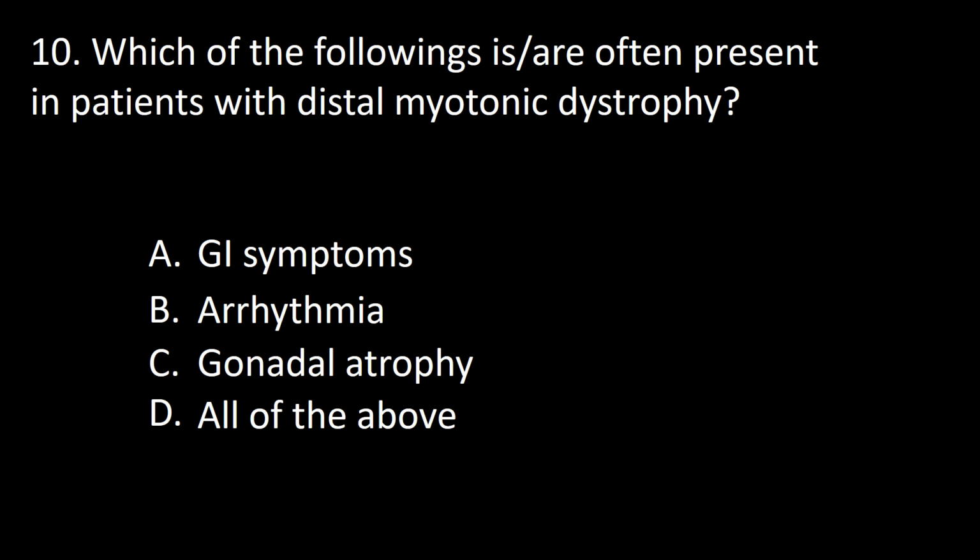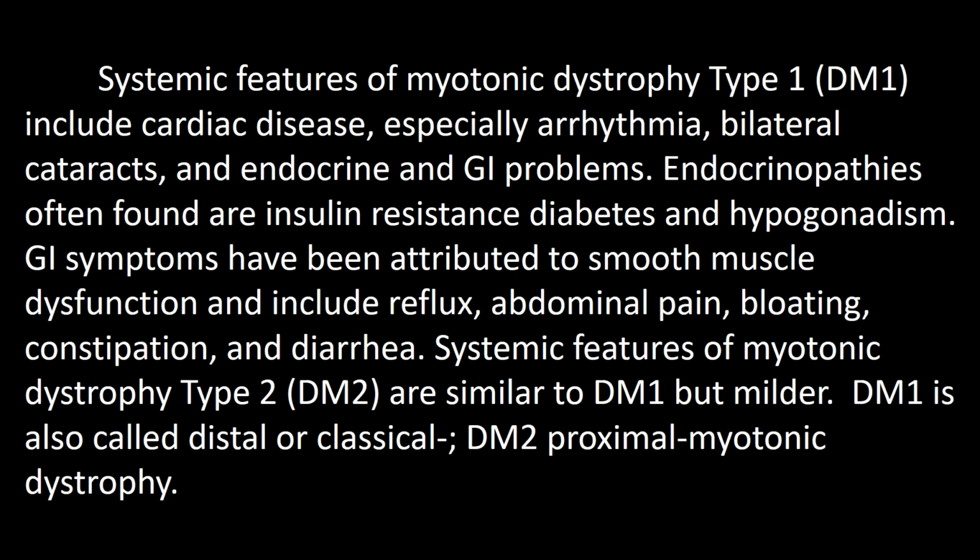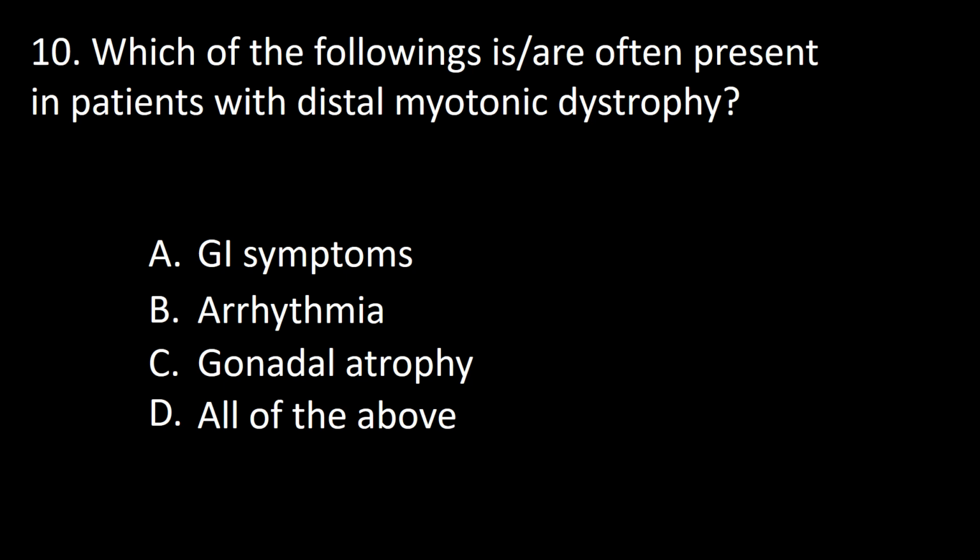Next question. Which of the following is or are often present in patients with distal myotonic dystrophy? A, GI symptoms. B, arrhythmia. C, gonadal atrophy. D, all of the above. Please stop the video and read these comments. Then continue the video. So the answer to this question is D.